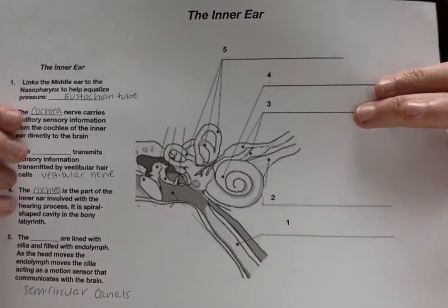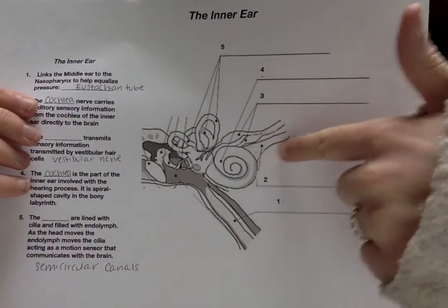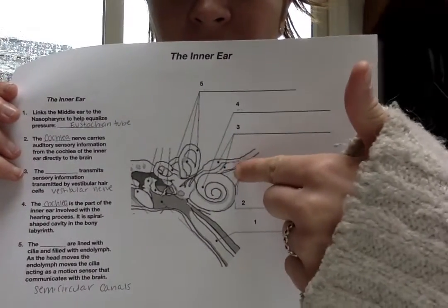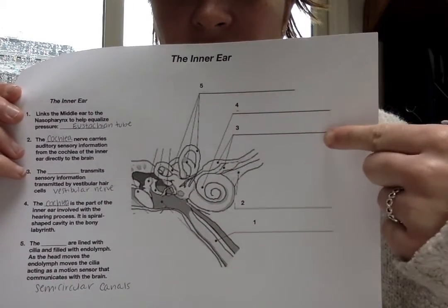Number 2 says, the blank nerve carries auditory sensory information from the cochlea of the inner ear directly to the brain. This is the cochlear nerve or the auditory nerve. And as you can see here, in diagram 2, that is the cochlear nerve. Number 3 states, the blank transmits sensory information transmitted by the vestibular hair cells. This is the vestibular nerve. And that, right near number 2, is where you would find number 3 pointing, and you'd write the answer on the line.